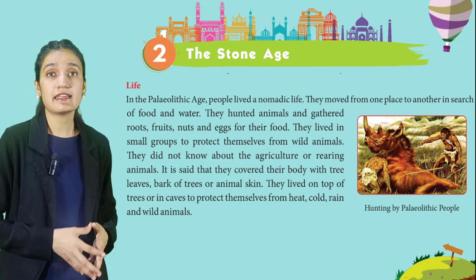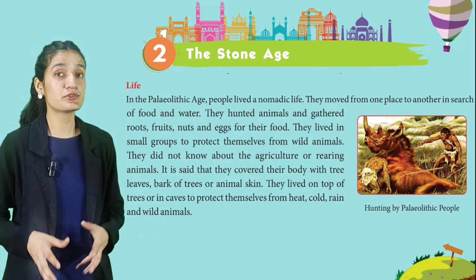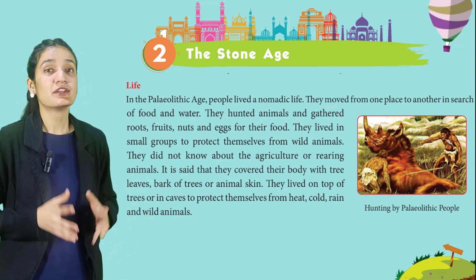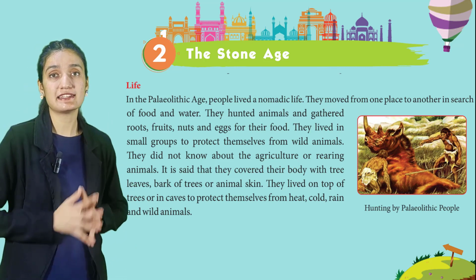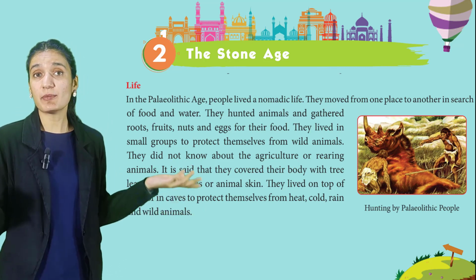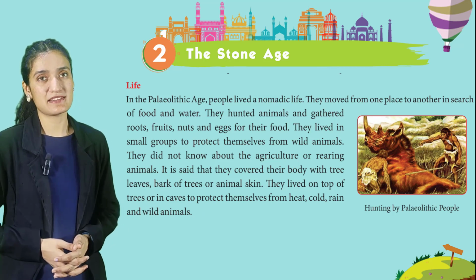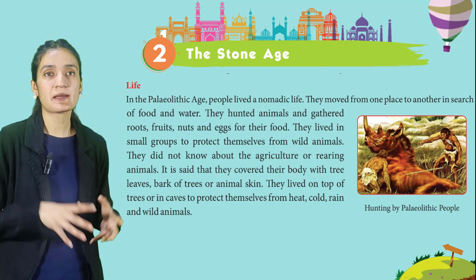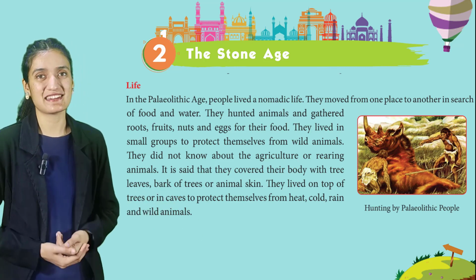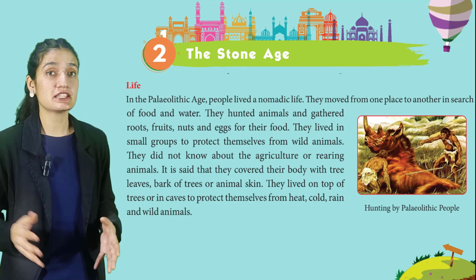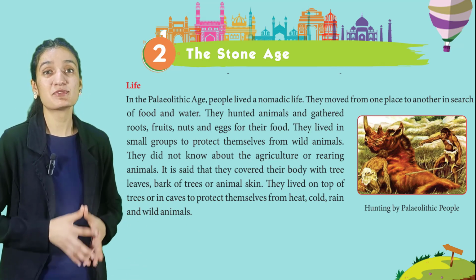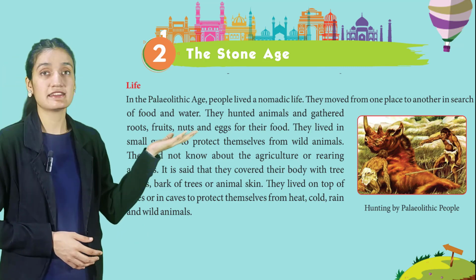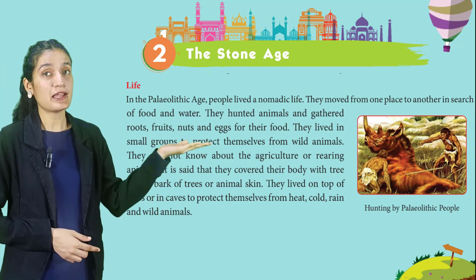They hunted animals and gathered roots, fruits, nuts, and eggs for their food. They lived in small groups to protect themselves from wild animals. They did not know about agriculture or rearing animals. It is said that they covered their body with tree leaves, bark of trees, or animal skin. They lived on top of the tree or in caves to protect themselves from heat, cold, rain, and wild animals. Here you can see in this picture hunting by Paleolithic people.